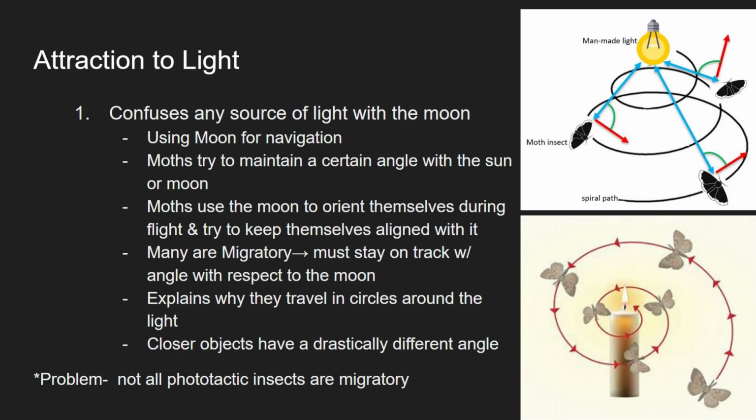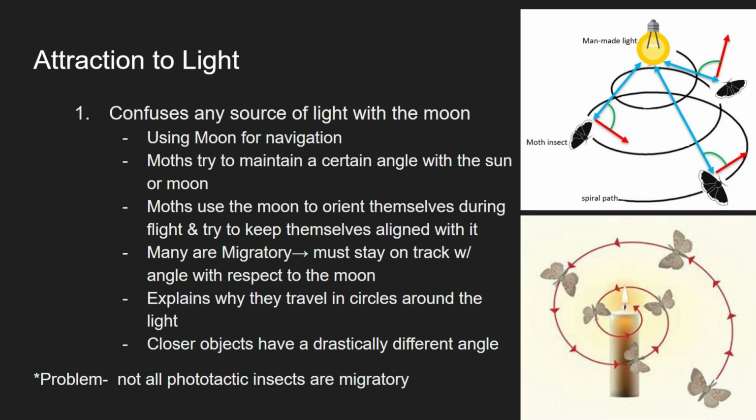So the first theory is that they confuse any source of light with the moon. With this idea of using the moon for navigation, they'll try to maintain a certain angle with the sun or moon. Moths use the moon to orient themselves during flight to keep themselves aligned. This is because many moths are migratory, so they must stay on track with the angle with respect to the moon. This explains why they travel in circles around the light, because it would be a significantly sharper angle if they think this light bulb here was the moon.